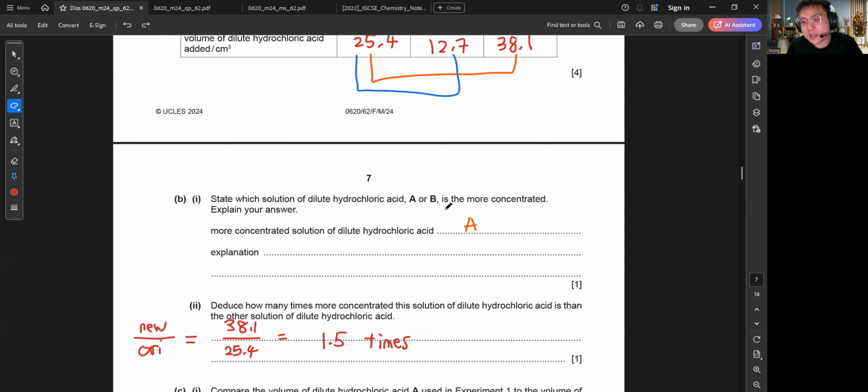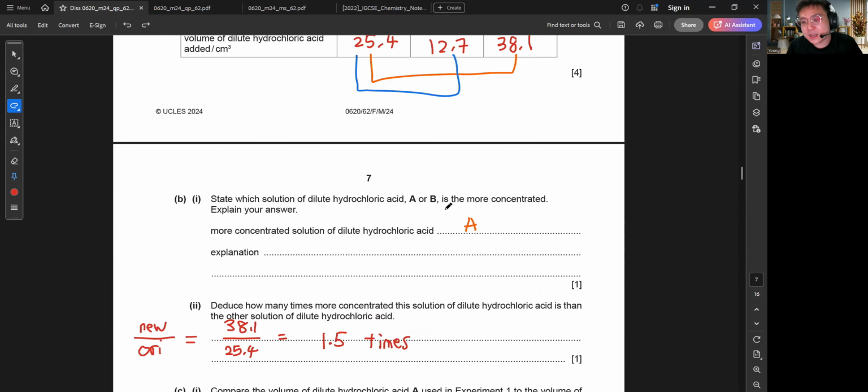Because we can see from experiment 1 and experiment 2 that when we change the indicator, the amount of acid needed is different as well. So now let's look at the comparison between A and B, which is 1 and 3. Obviously, A uses less, so it is more concentrated. So you just say A, and then the explanation.